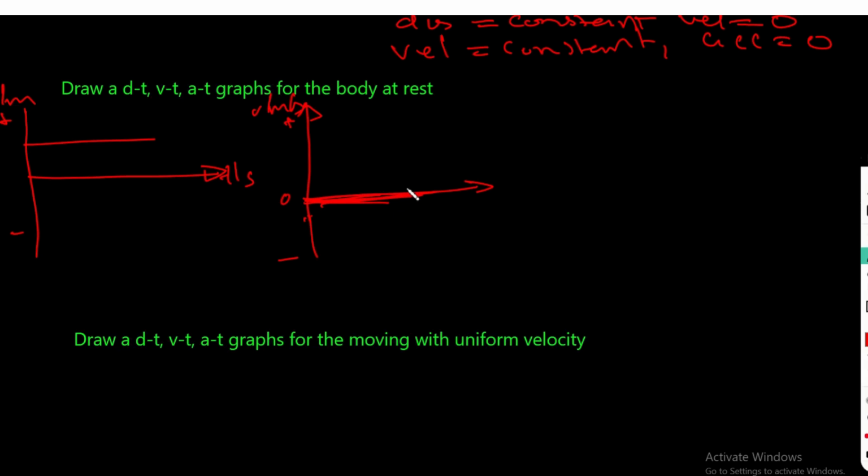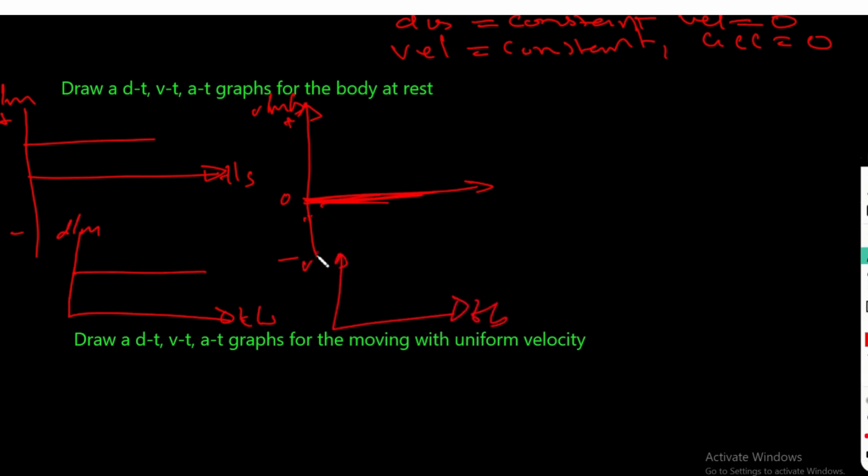So if you want to do the displacement time graph, the distance time graph for this one, you just have something like this. If you want to draw the speed time graph, if you don't have the positive and negative, it will just be empty like this, because the velocity is 0. So you draw it on this line. That's what it is, right? That's a body at rest.